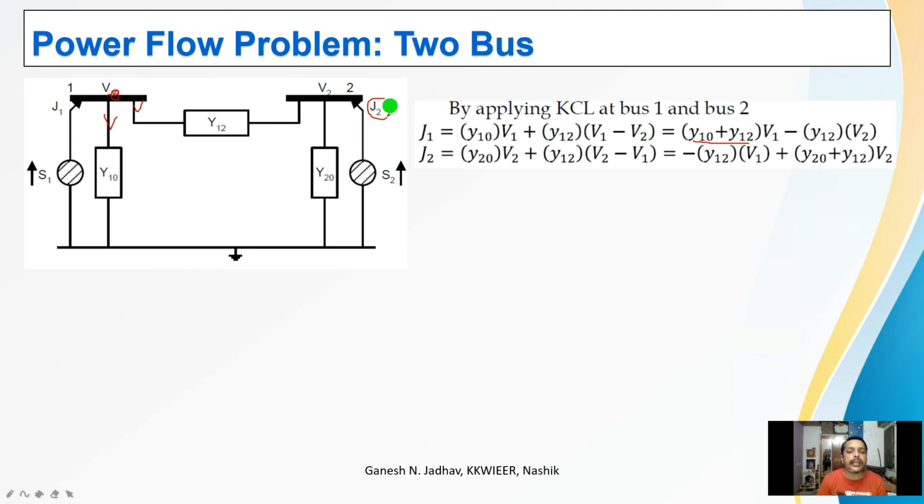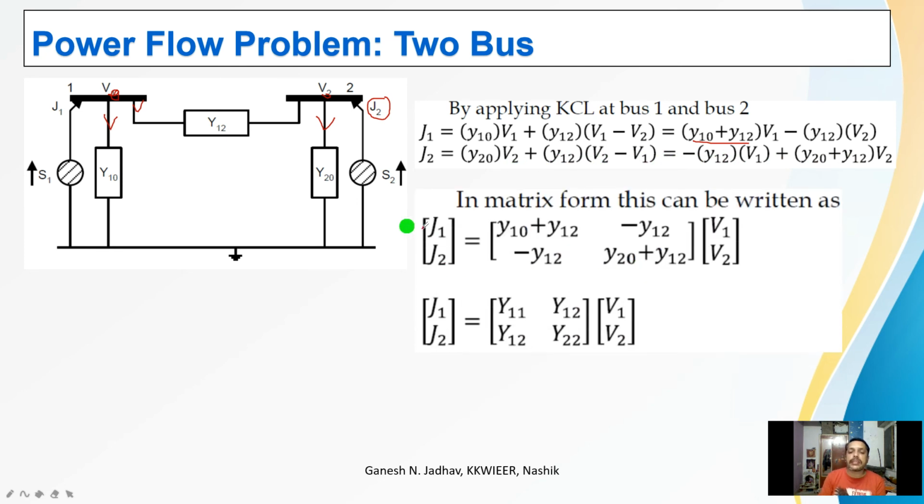Similarly, at bus 2, we will apply KCL to get J2. So J2 is equal to Y20, the current, and the bus voltage at this bus is V2. So this is V2 into Y20 plus Y12 (V2 minus V1). From this we will bring the terms of V1 and V2 and separate them. So J2 is equal to minus Y12 V1 plus (Y20 plus Y12) V2. I will put this into matrix form. So J1 and J2 equal the matrix with entries Y10 plus Y12, minus Y12, minus Y12, Y20 plus Y12, multiplied by V1 and V2.